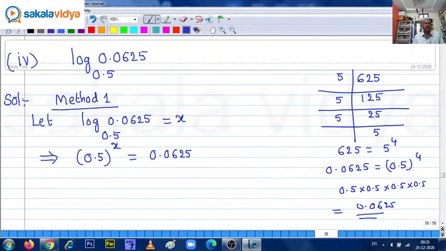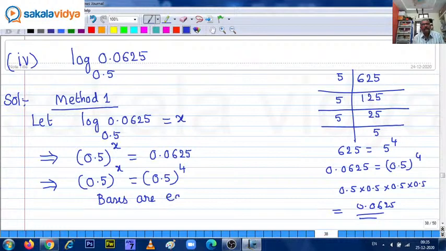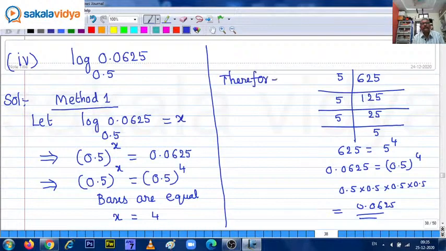So now we can write 0.5 all to the power of x equals 0.5 all to the power of 4. So bases are equal, so powers are equated. That means x is equal to 4. So therefore log of 0.0625 to the base 0.5 is equal to 4. This is the answer.